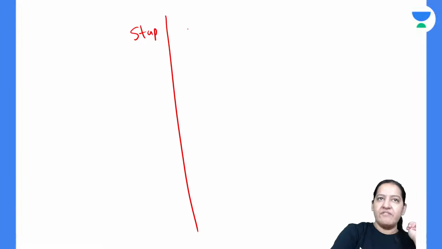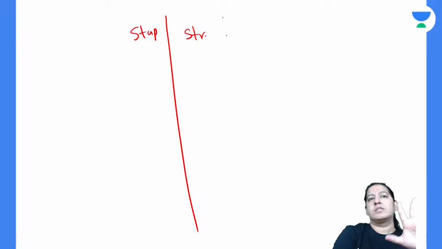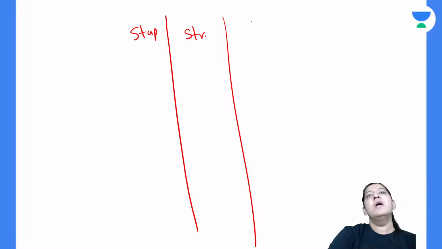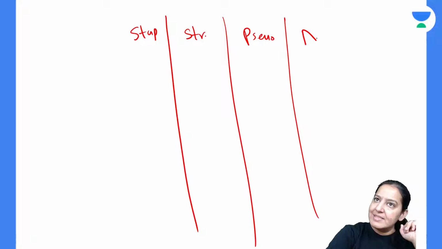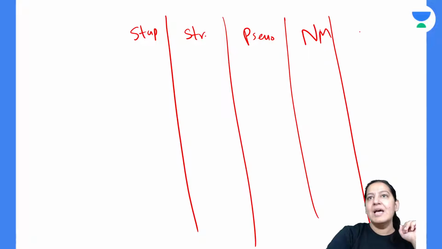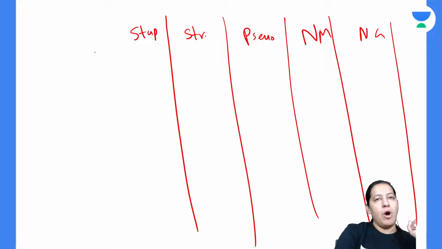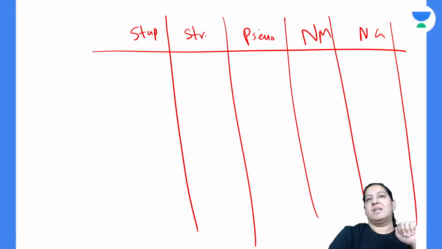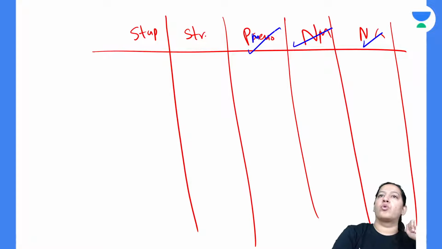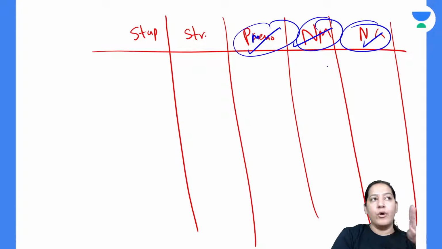Tomorrow is a day of studying three bacteria. Till now we have completed Staphylococcus. We are about to complete Streptococcus. So first I will complete Streptococcus tomorrow. Then I will start the next bacteria, Pneumococcus, and then Neisseria meningitidis and Neisseria gonorrhoeae. So these three bacteria, Pneumococcus, meningococcus and gonococcus, I am going to cover tomorrow.